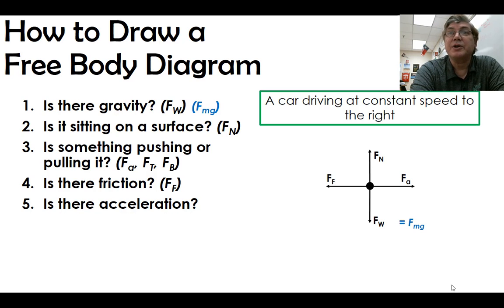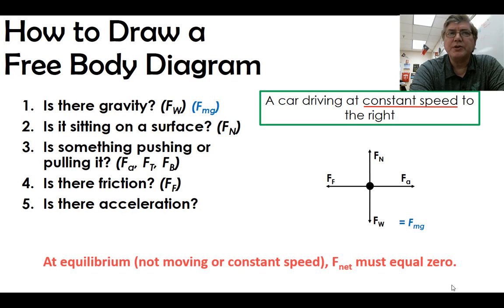Last one says, is there acceleration? Well, it says it's moving at constant speed. So constant speed means there is no acceleration. That means it's at equilibrium. So equilibrium could be not moving at all, or it could be moving at constant speed. And what that means is the net force must be equal to 0.